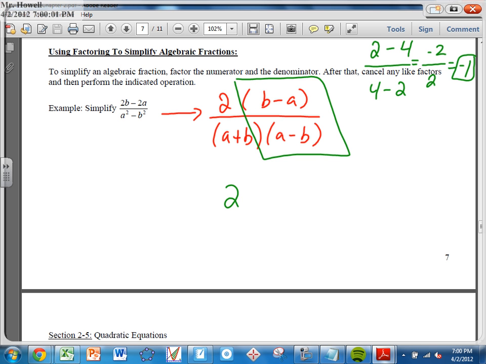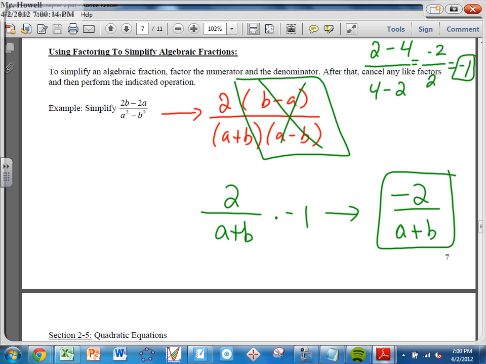So you're left with 2 over a plus b times negative 1, really. That's what these cancel and reduce to. Well, you might just say, sure, Mr. Howell, that's just negative 2 over a plus b. Absolutely. Move the negative 1 into the numerator, write it as negative 2. Let's take a look at some quadratic functions and equations here.